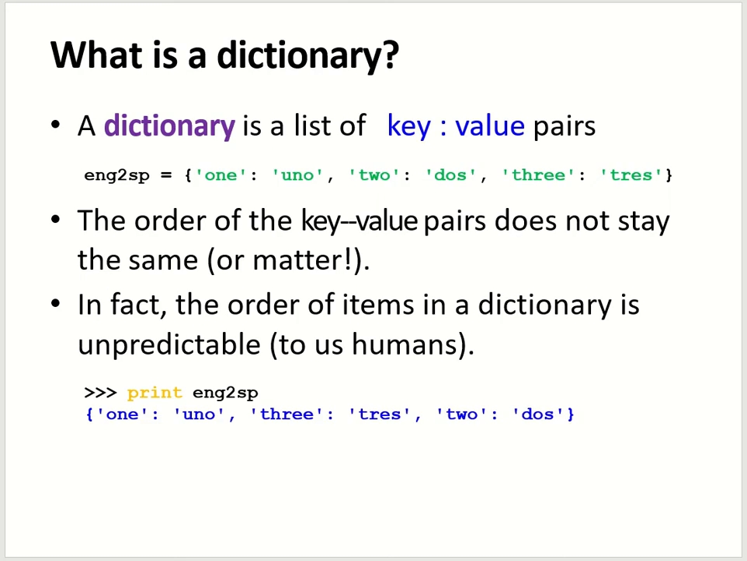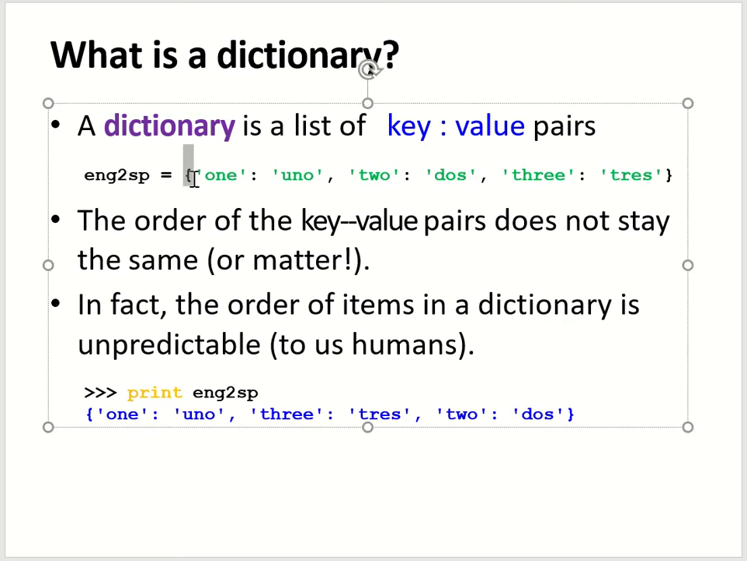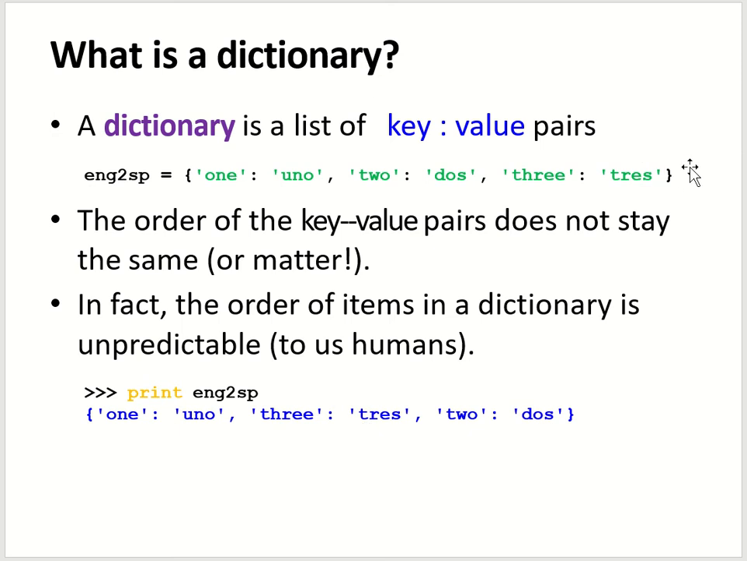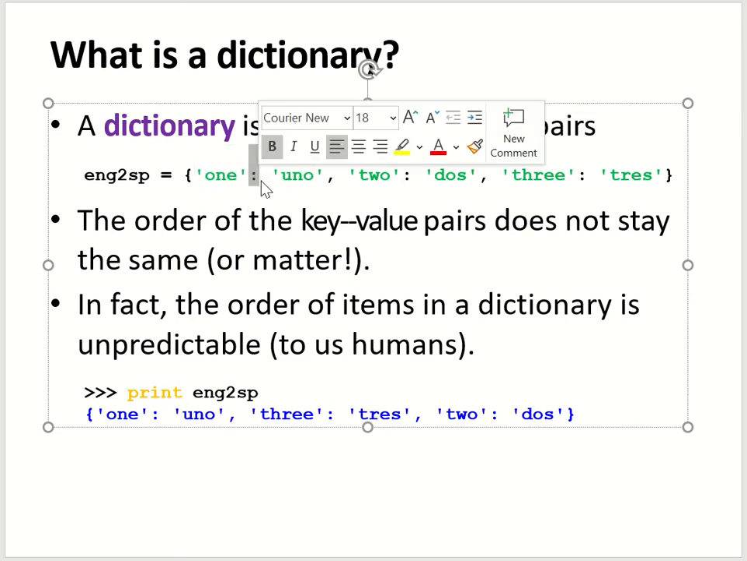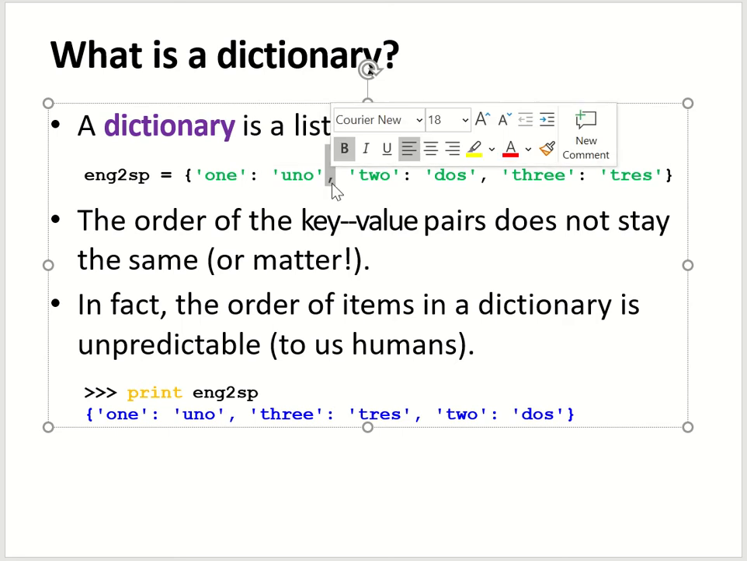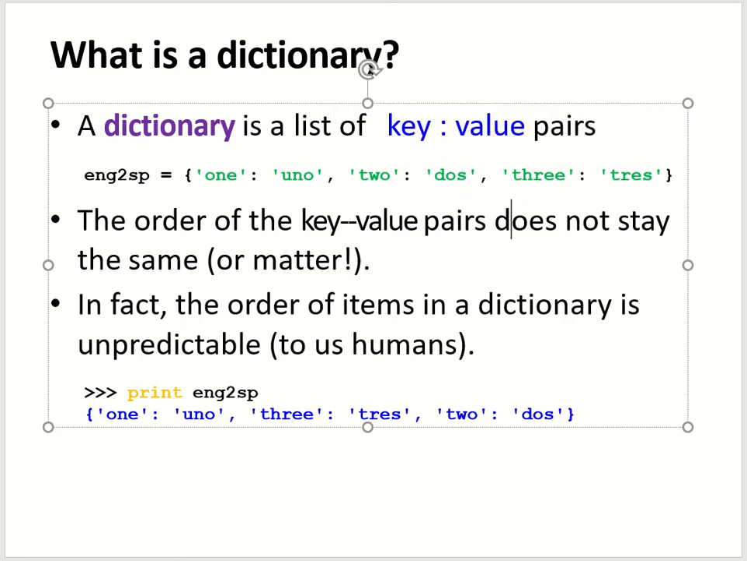So dictionaries are a sequence of key and value pairs. They're marked at the beginning and at the end with those curly brackets or braces, you might hear them called. Each item is a pair of a key and a value, the key being to the left of a colon, the value being to the right. And these key value pairs are separated in the sequence with commas.